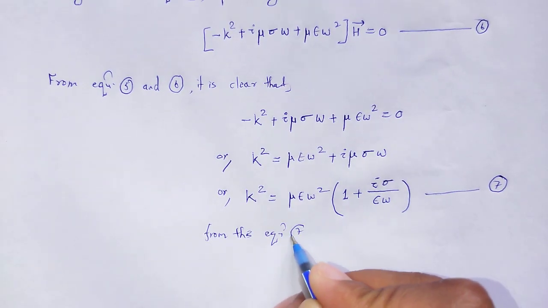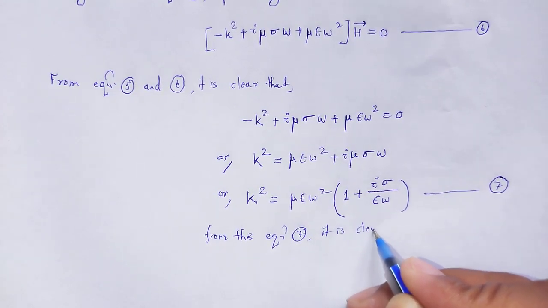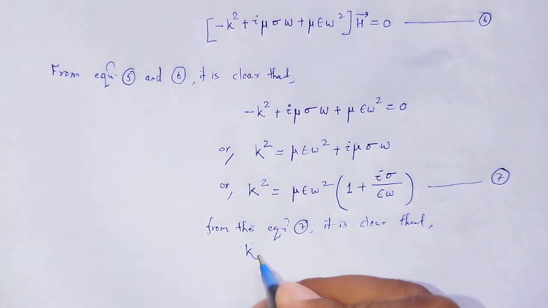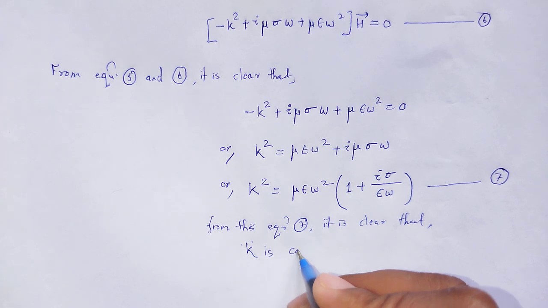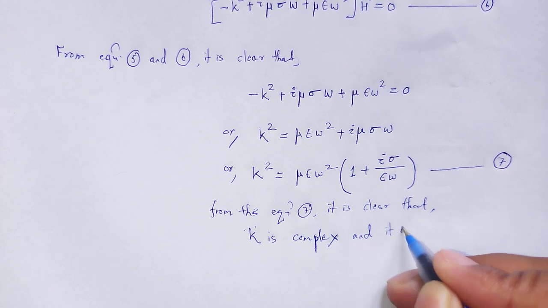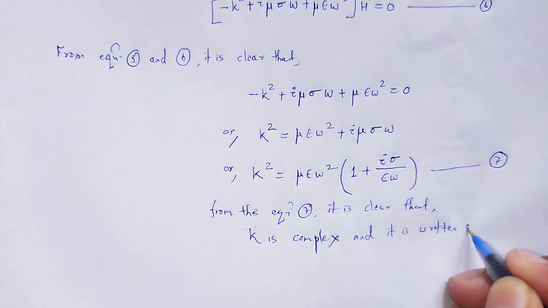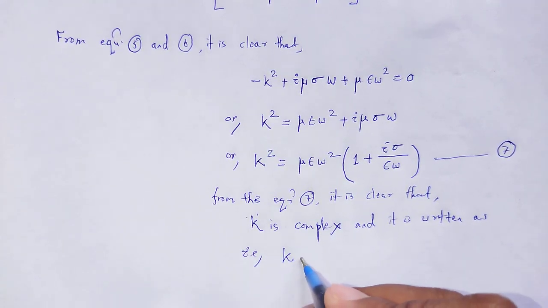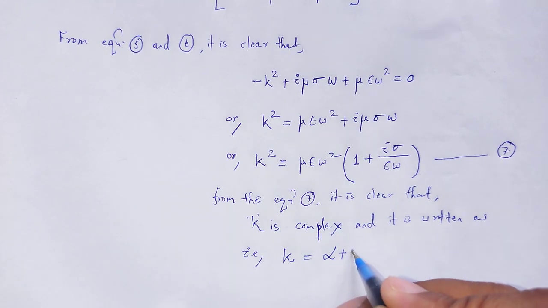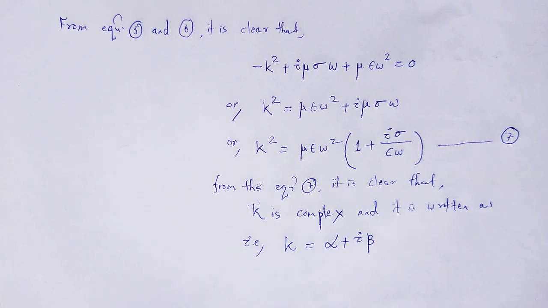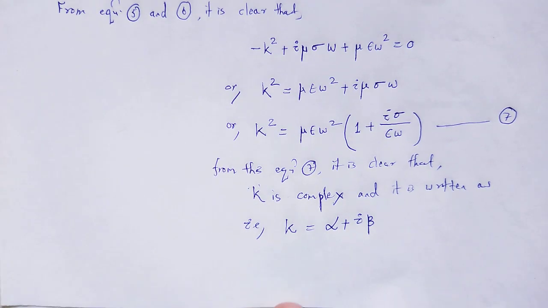From this equation 7, it is clear that k is complex, and it is written as k equal to alpha plus i beta. Since k is complex, we write it in complex form as alpha plus i beta. Alpha is the real part, beta is the imaginary part.